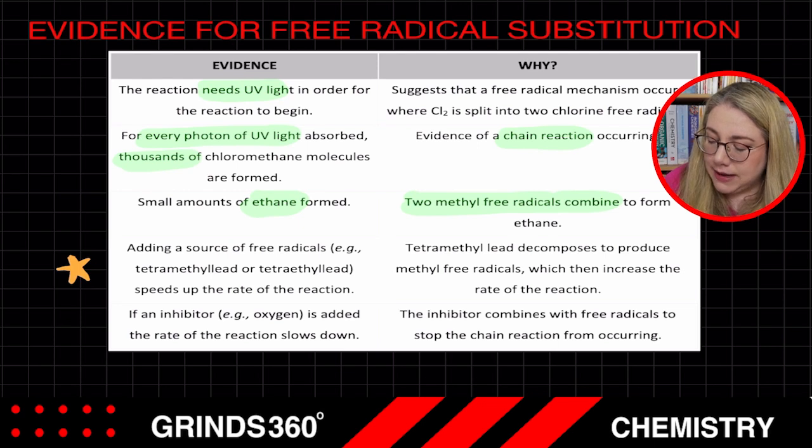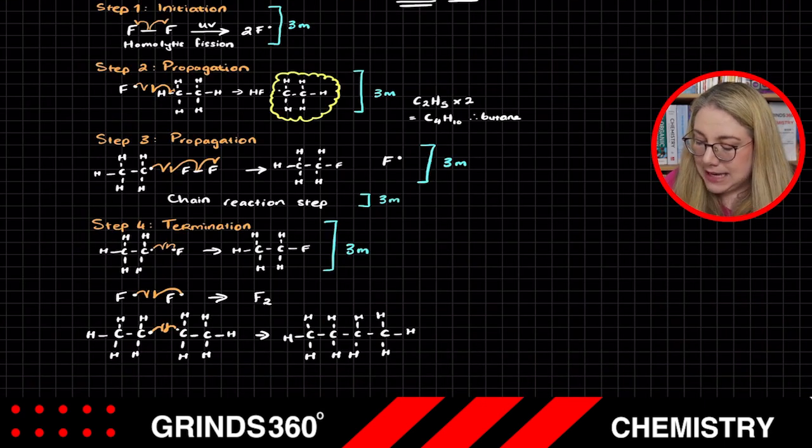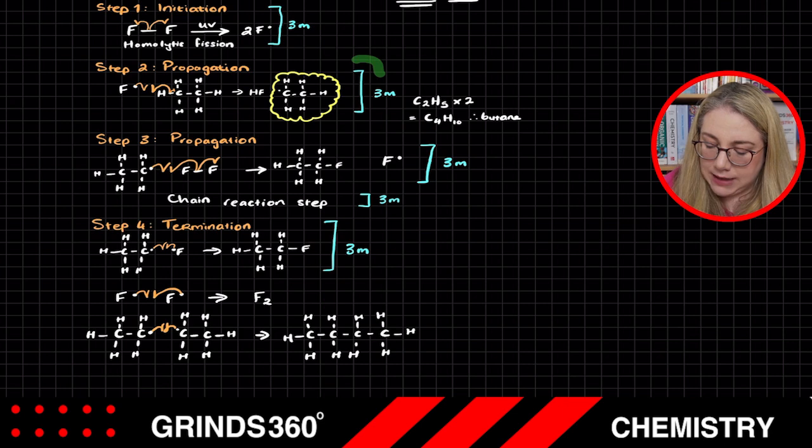Next, now make sure you learn this one. Adding a source of free radicals such as tetramethyl lead or tetraethyl lead speeds up the rate of the reaction. Now, why? Because when you add one of those compounds, it provides a source of the hydrocarbon free radicals. So it's basically bypassing the first part of the reaction and it's giving you those hydrocarbon free radicals that can then contribute to the reaction.